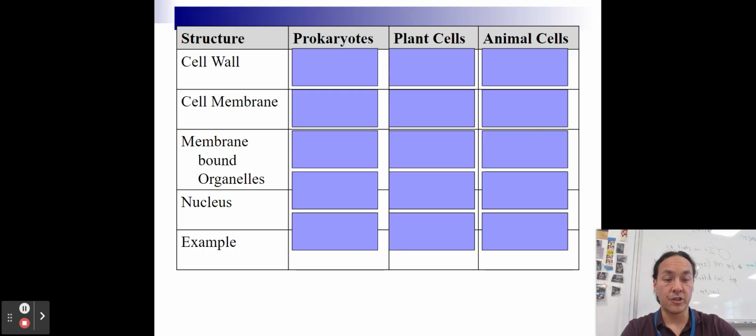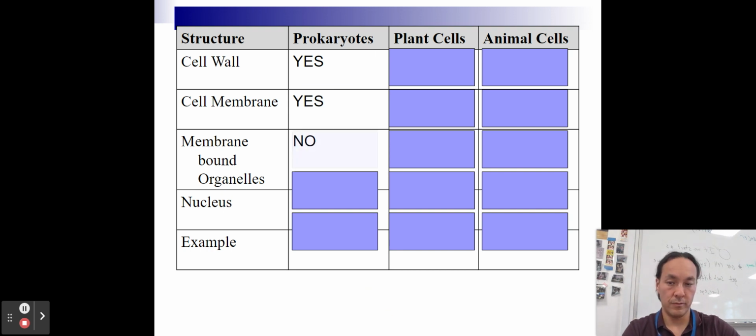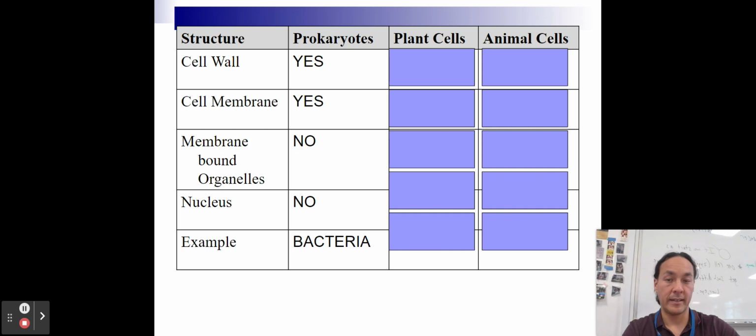All right, let's go through this chart. You try it before I click through it. Do prokaryotes have a cell wall? Yes. Cell membrane? Yes. Membrane-bound organelles? No. Nucleus? No. An example of a prokaryote? Bacteria. You could say E. coli.